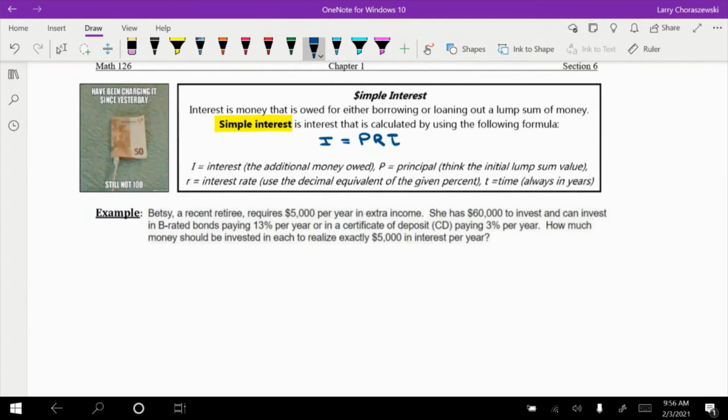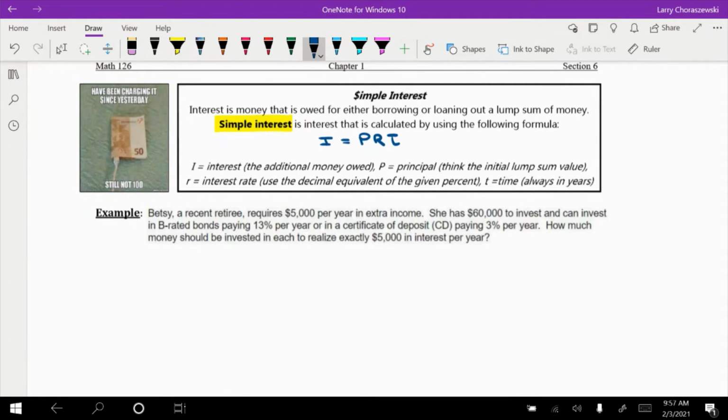Well, what they want you to assume is that this $5,000 is being generated by interest coming from two different accounts: the account that involves the bonds and the account that involves the CDs. So she's investing across two different types of accounts. She walks in with $60,000. They don't tell us how much of that $60,000 is being applied to bonds nor the CDs. So that's kind of a clue as to how we'll define our variables.